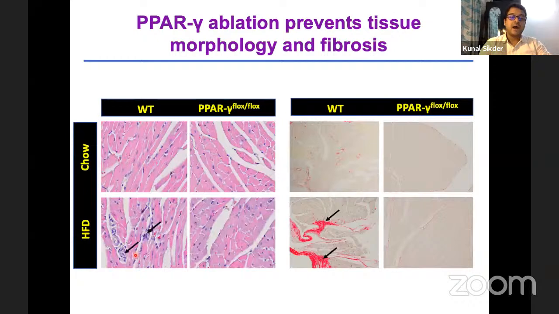And then there is also herniation of the nucleus, and then there is cellular lysis. All these features we can see here in the high-fat diet group in the wild-type mouse. But when the mouse is a PPAR gamma knockout, the change is ameliorated. So this signifies that PPAR gamma ablation prevents tissue damage. And also the fibrosis: we can see a lot of these red fibers in the high-fat diet group, which is absent in the wild type and also in the PPAR gamma knockout control and the high-fat diet one.